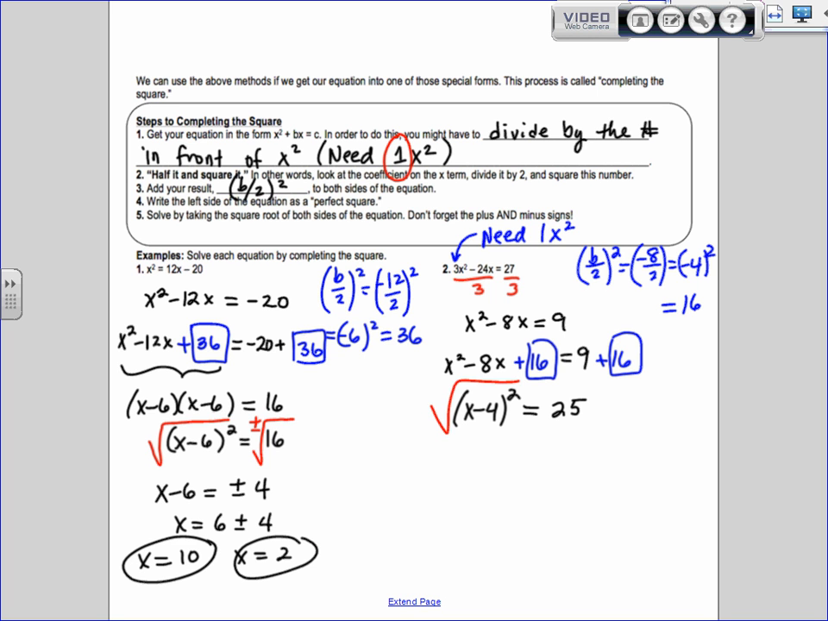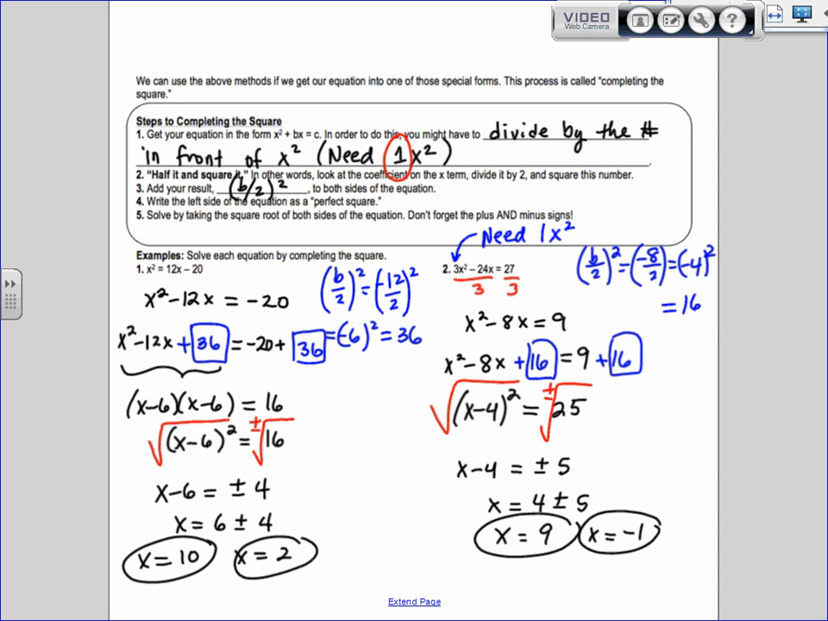So I take the square root of both sides and I write my plus or minus. So I get x minus 4 equals plus or minus 5. I add the 4 over. So I get 4 plus or minus 5. So I get two answers. I get 9 and I get 4 minus 5 is -1. You guys understand? All right, so those are the ones that are like nice answers in the end. Oh, how nice. 9 and -1.